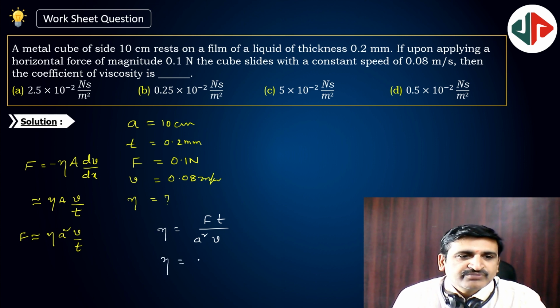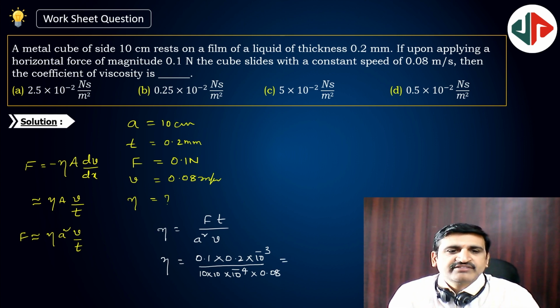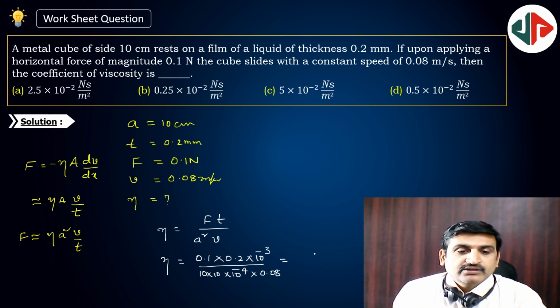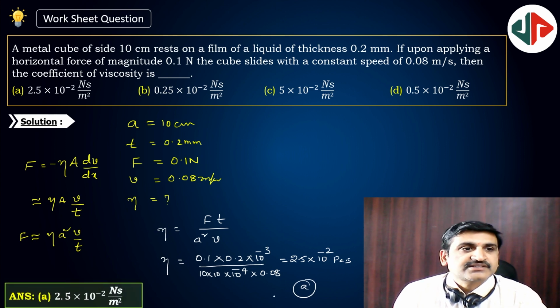Eta equal to F, 0.1, thickness 0.2 into 10 to the power of minus 3, because mm is given, converted into meters, and a square is 10 into 10 into 10 to the power of minus 4, unit conversion, into velocity. Velocity is 0.08. So this gives rise to a simplified value of 2.5 into 10 to the power of minus 2 Pascal second, which is option A. Yes, next.